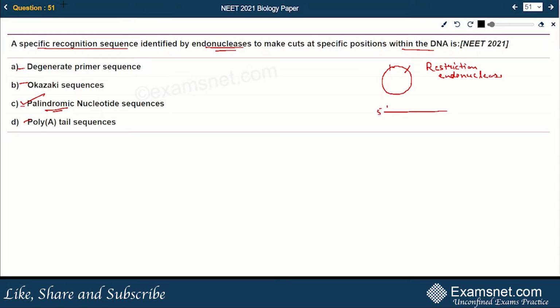For example, this is one of the strands, 5' to 3'. This is the next strand, 3' to 5'. Now if we have to read the sequences, suppose from 5' to 3', and it reads A, T, G, C, then the next strand will also read in the same way from 5' to 3'. That means A, T, G, C. Do you understand that? Similarly here also 5' to 3' will be in this manner. So this type of sequence is known as palindromic sequence.